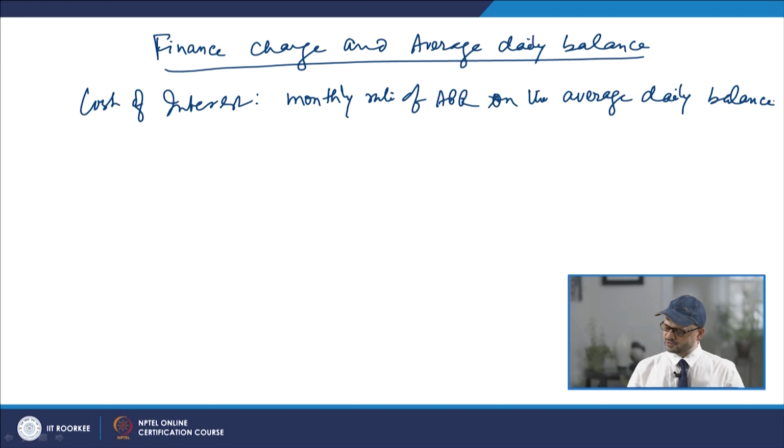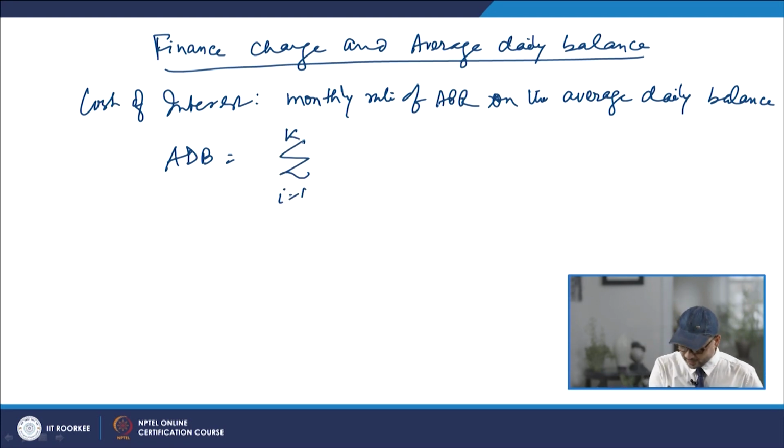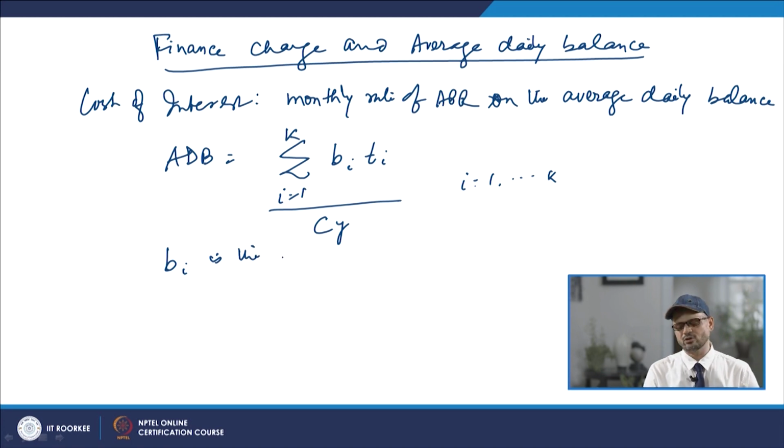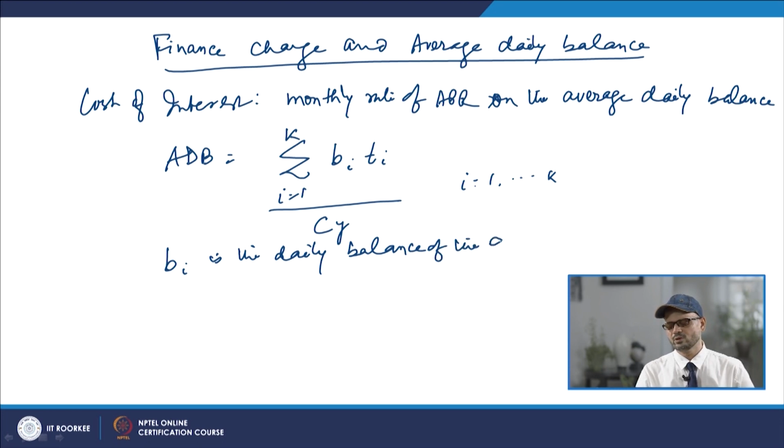Now, you calculate this average daily balance by a formula, and this formula is the sum over i equal to 1 to k of B_i T_i, divided by CY. So, i will be from 1 to k, and in this case B_i is the daily balance of the account, and T_i is the time for which this balance B remains.